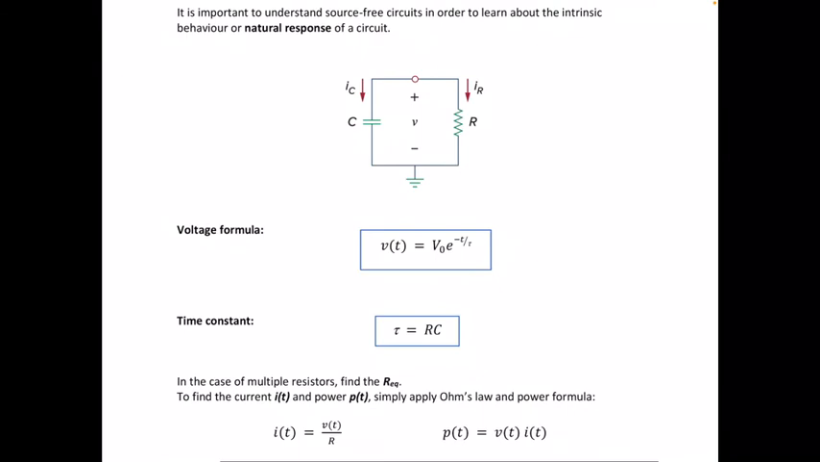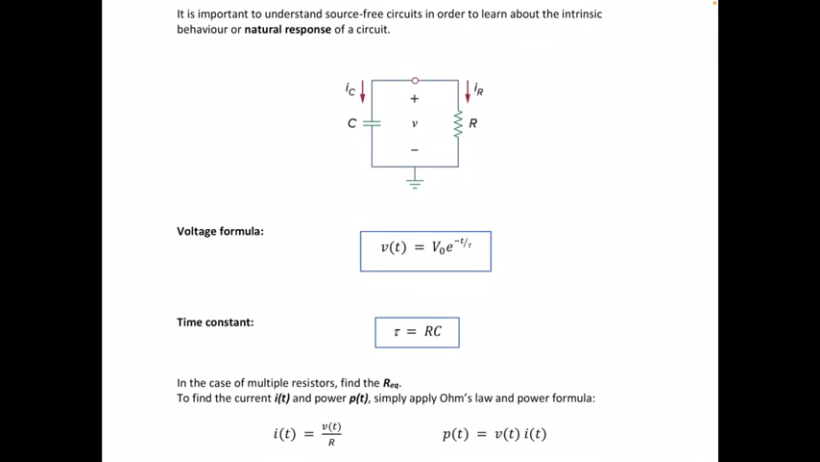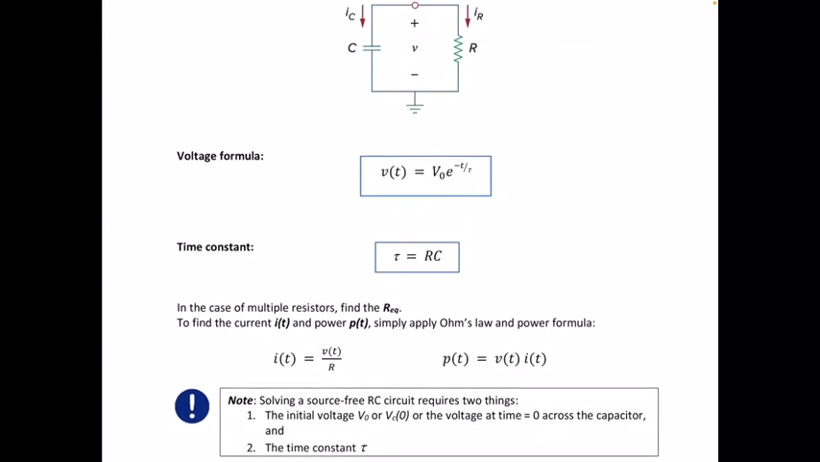So in case of having multiple resistors, we will only find the equivalent resistance R sub EQ by the concepts or strategies that we've learned from past lessons. And in order to find the current and power, you simply need to do Ohm's law and have the power formula. So as easy as that.